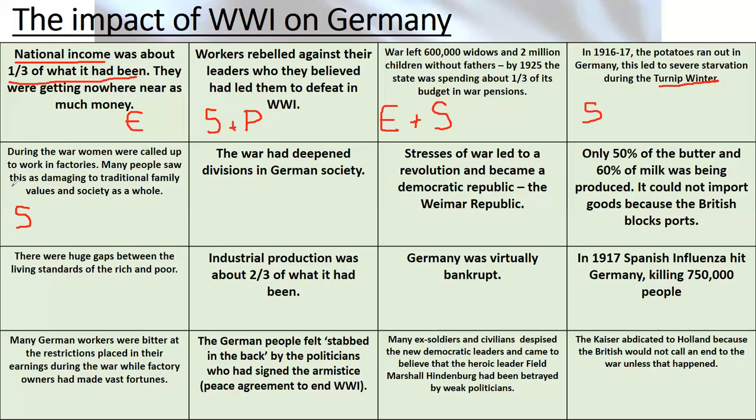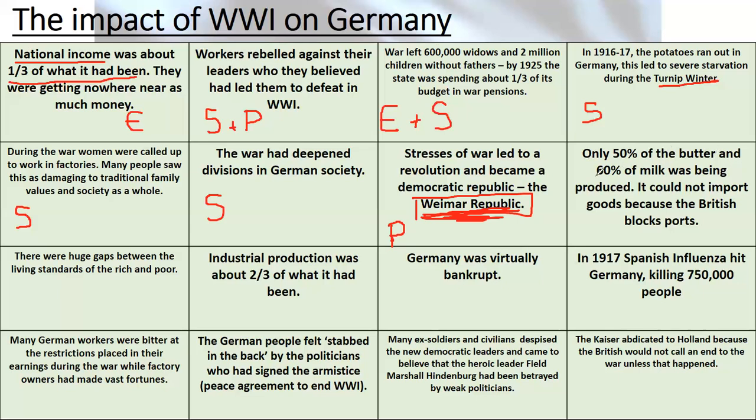The war had deepened divisions in German society. Once again, this is social. Stresses of war led to a revolution and Germany became a democratic republic, the Weimar Republic. This is the name you need to remember, okay? The Weimar Republic is the name of the new government after the First World War. We're going to talk about the Weimar a lot over the next 10 lessons, and they're in existence till 1933. This is the last republic that was in place before the rule of Hitler. But the big thing is that it was a new government. It went from a dictatorship to a democracy, which was more free, which allowed Germany to try something totally different.